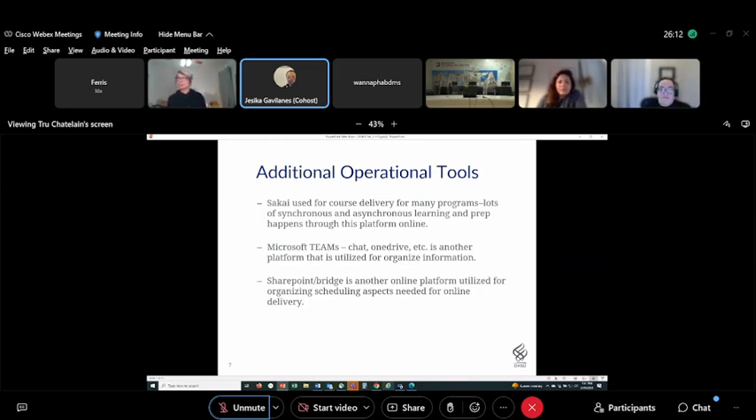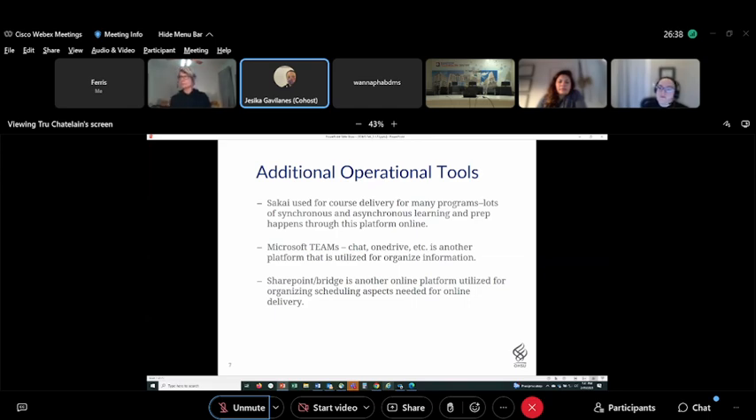For our online communication within our teams and for a lot of other work that we do collaboratively across the state, we're using Microsoft Teams. This can be used for chat. We have the OneDrive for sharing folders and files. And this is just another platform utilized to organize information.